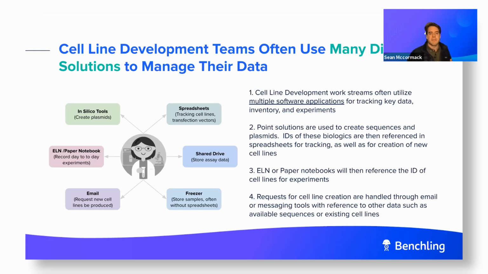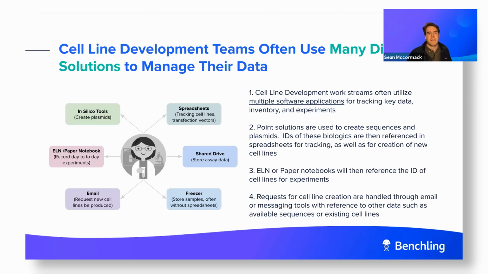And then, of course, there is going to be physical inventory. So folks are going to have freezers or fridges. Often freezers and fridges are backed with a spreadsheet that tells you what's in that freezer or fridge and where it lives. Often they are not, and people are just putting samples on the shelves and hoping that those samples are there when they return.